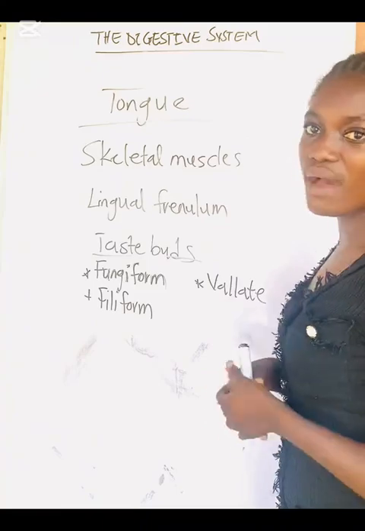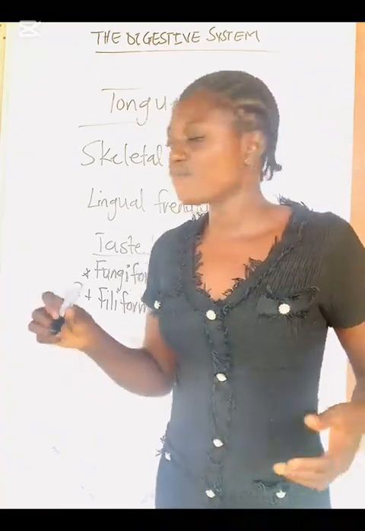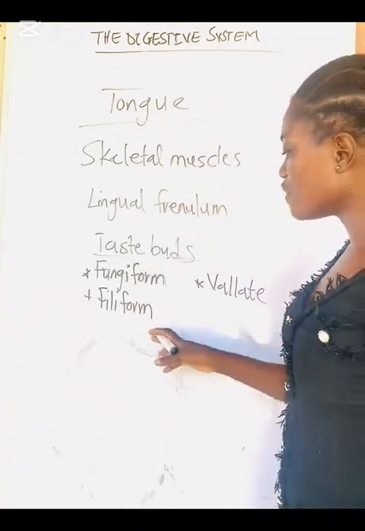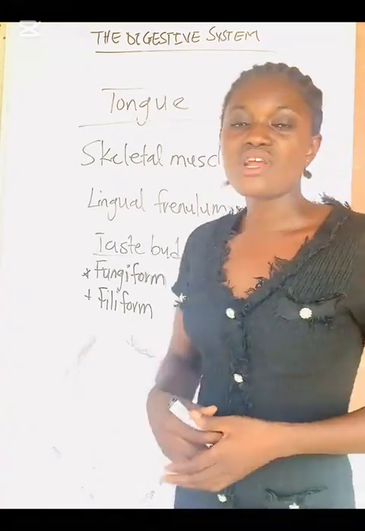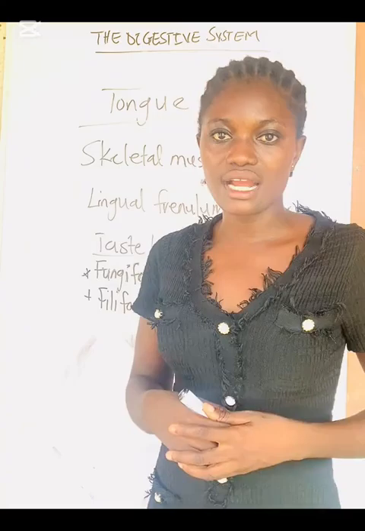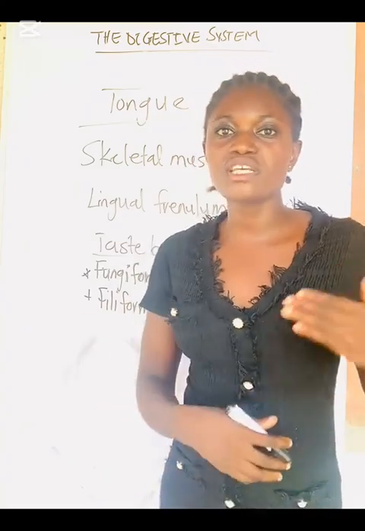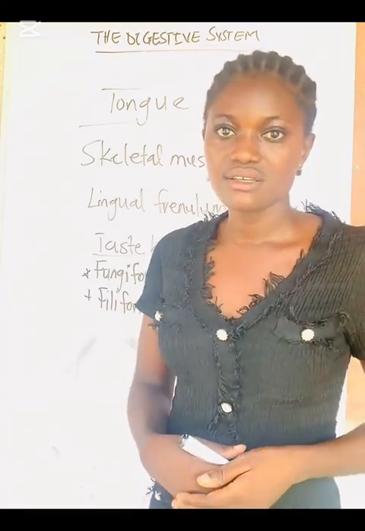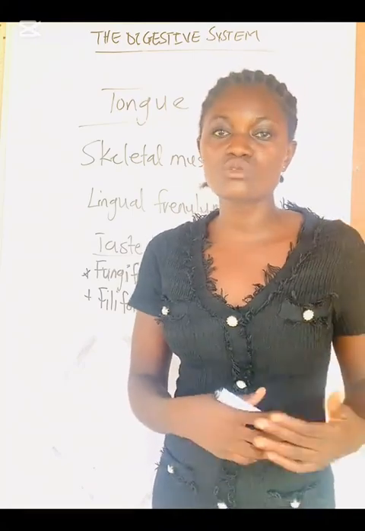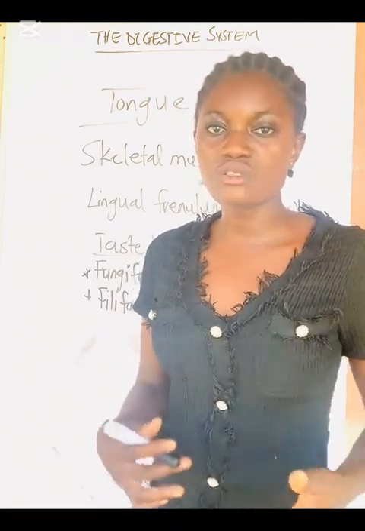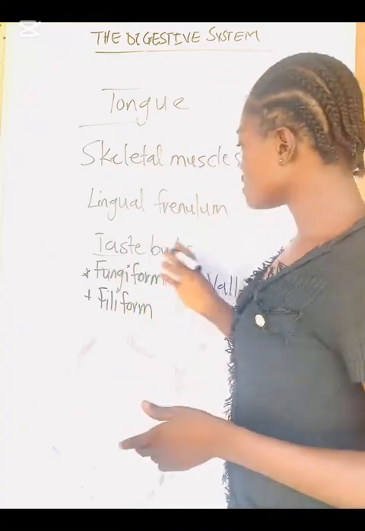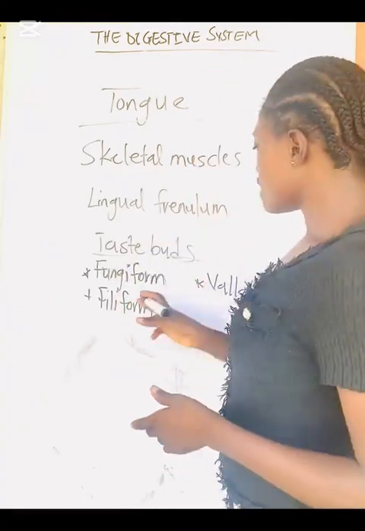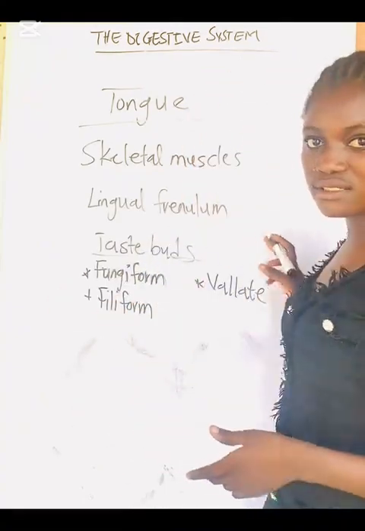Then we have the taste buds. We have taste buds on the tongue that are responsible for interpreting our tastes. So signals will be sent to the brain in order for taste to be interpreted. And these taste buds are the fungiform, the filiform, and the vallate.